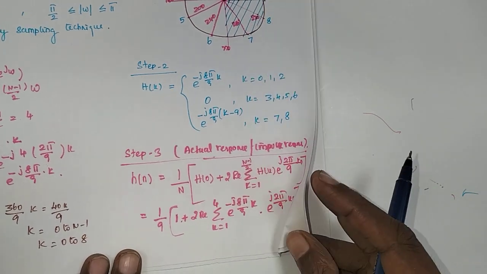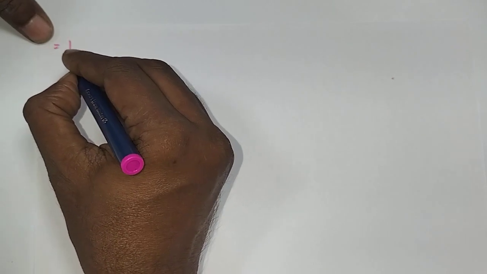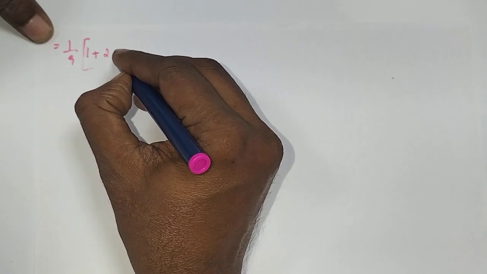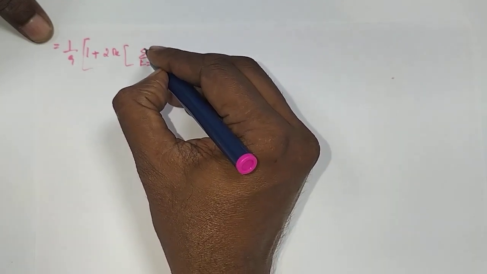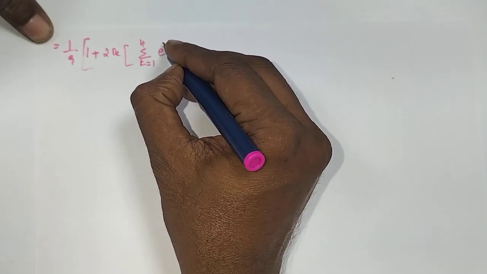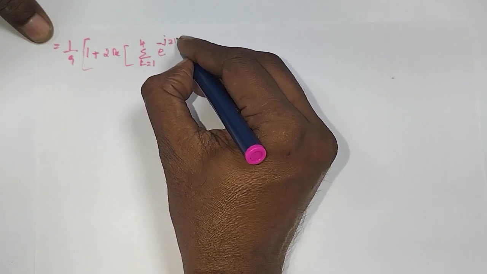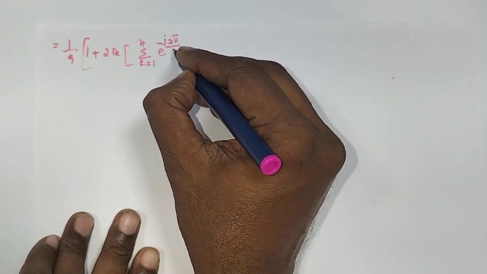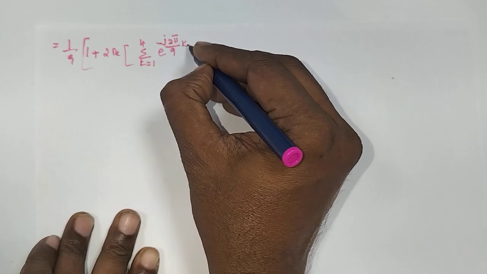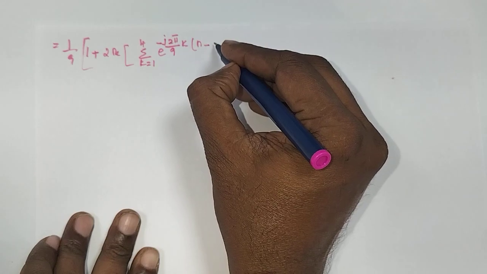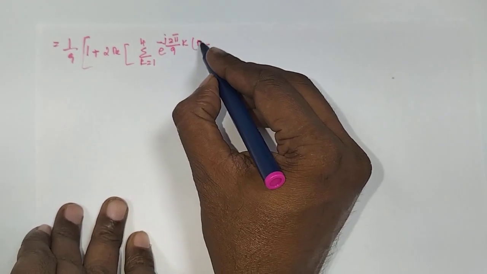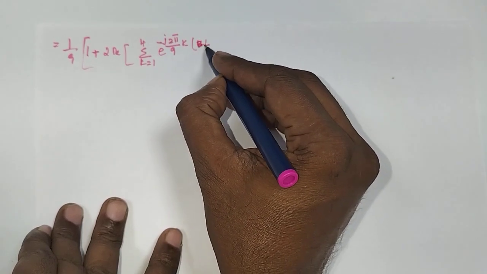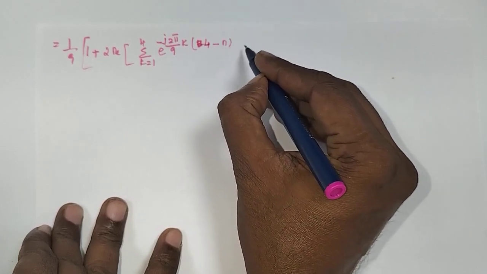Okay, next let's solve this. By solving this, I am taking this equal to 1 by 9, 1 plus 2 into the real part. I'm expanding this, taking summation k equal to 1 to 4. I'm taking e power minus j 2 pi by 9 k common outside, that is 8 means 4, so it becomes 4 minus n.